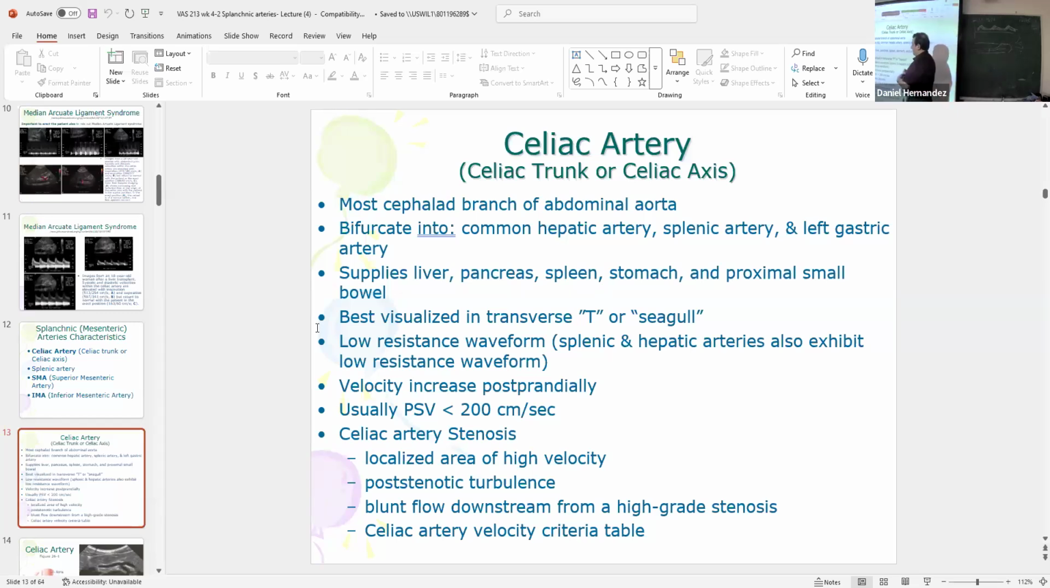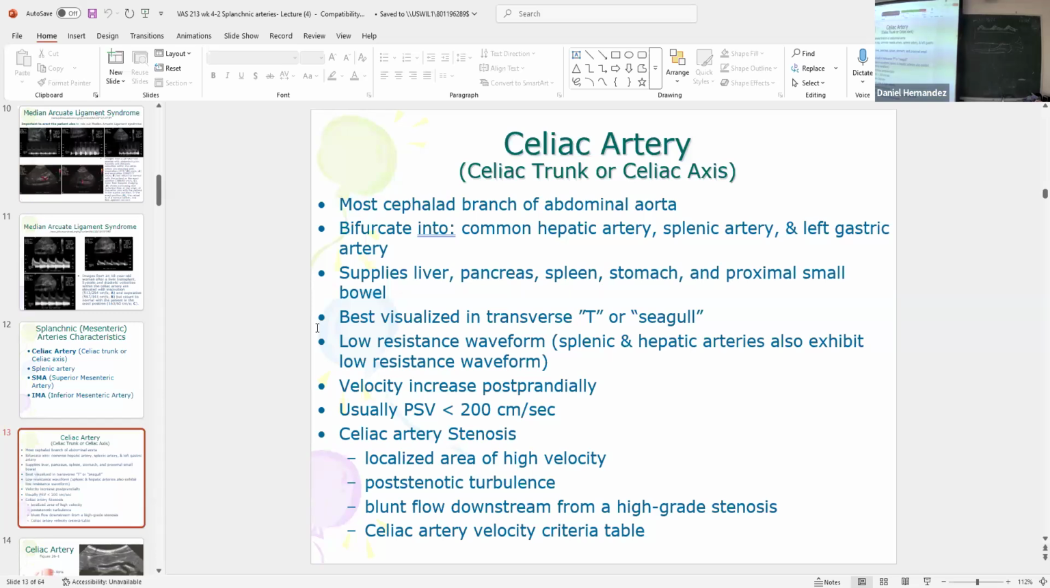In transverse, we best visualize the celiac artery coming anteriorly, facing right at you, and then it branches into your common hepatic and splenic, creating a T or seagull sign. It should always be a low resistance waveform, so regardless of whether they're fasting, the resistance does not change. It should be our typical low resistance arterial waveform.